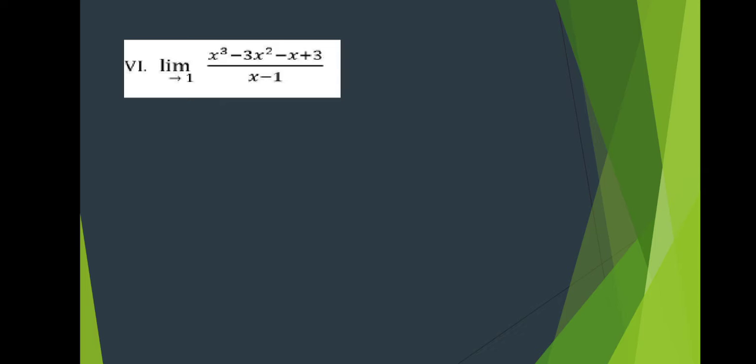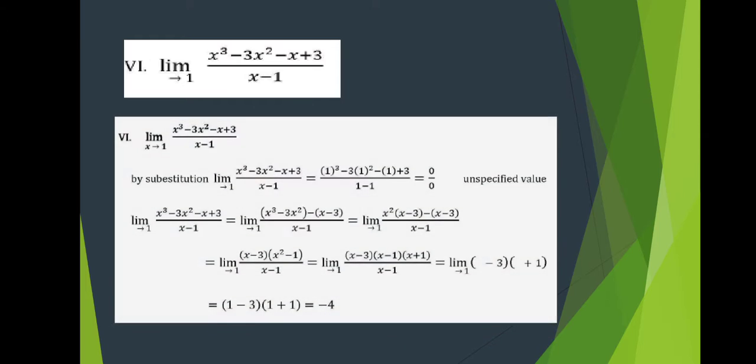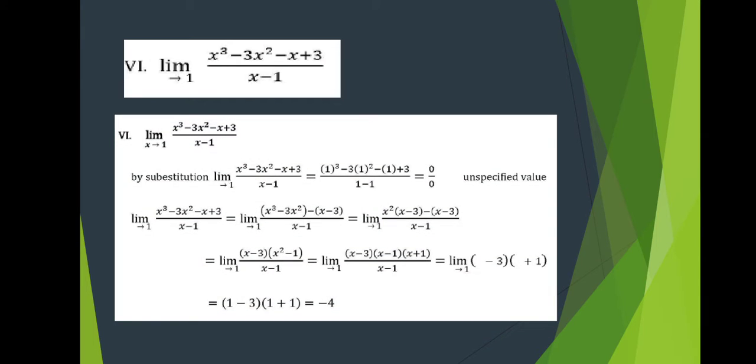Next here, x power 3 minus 3x power 2 minus x plus 3 over x minus 1, and we have limit x tends to 1. Then first what do we do? Substitution. Don't forget, senior 2, محدش ينسى, لازم نعمل substitution. After substitution, we replace x and put 1: 1 power 3 minus 3 times 1 power 2 minus 1 plus 3 over 1 minus 1, we get 0 over 0, unspecified value.